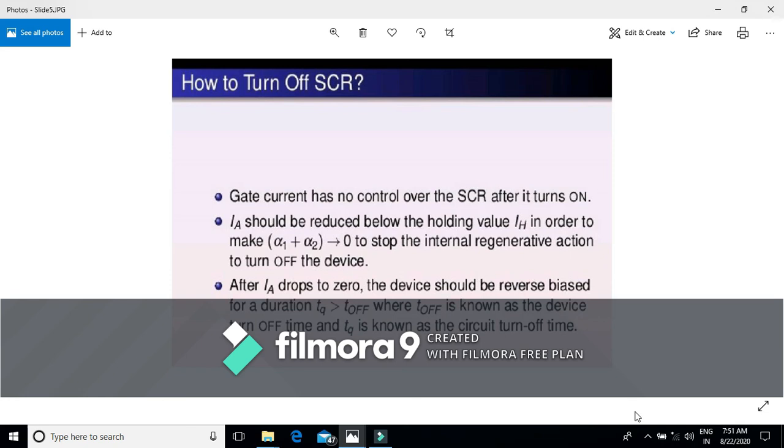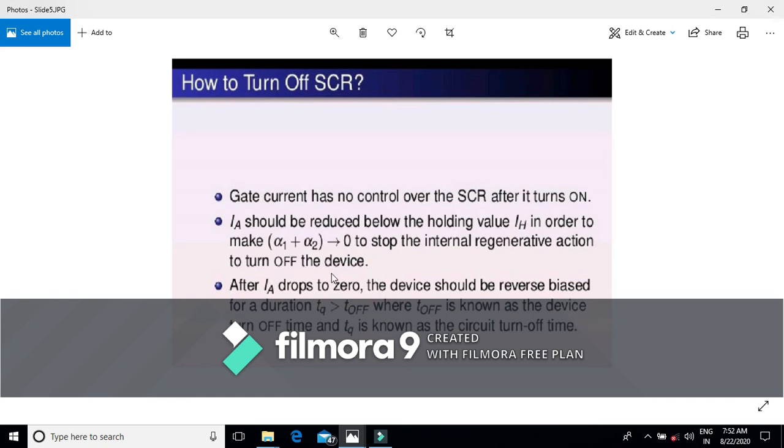By explaining the turning on and turning off periods, or all the three models, we came to know that the only method to turn off the SCR is by applying the reverse voltage, and this reverse voltage is also applied for some finite period of time. That means the gate current has no control once the SCR is turned on. Or we can say IA should be reduced below the holding current, in order to make alpha 1 plus alpha 2 equal to 0, so that this internal regenerative action turns off. IA drops to 0.